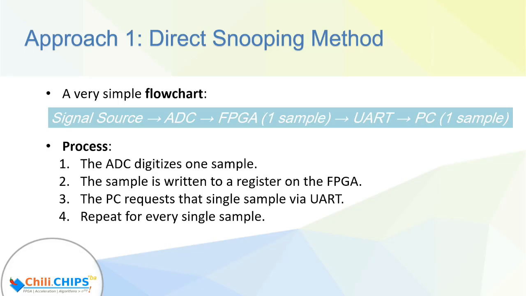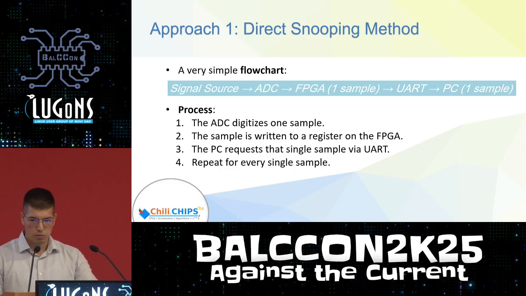So we had two approaches, as I said. The first one is the direct snooping method. The direct snooping method consists of, as you can see, the signal source. We sample it by the ADC, send it to the FPGA, and then straight to the UART bridge, bypassing the RISC-V processor. From the UART bridge, then we send it to the PC where we have our little Python scripts doing their magic. As it's written here, the process is sampling by ADC, send it to the FPGA, and then have it sent directly to the UART bridge.